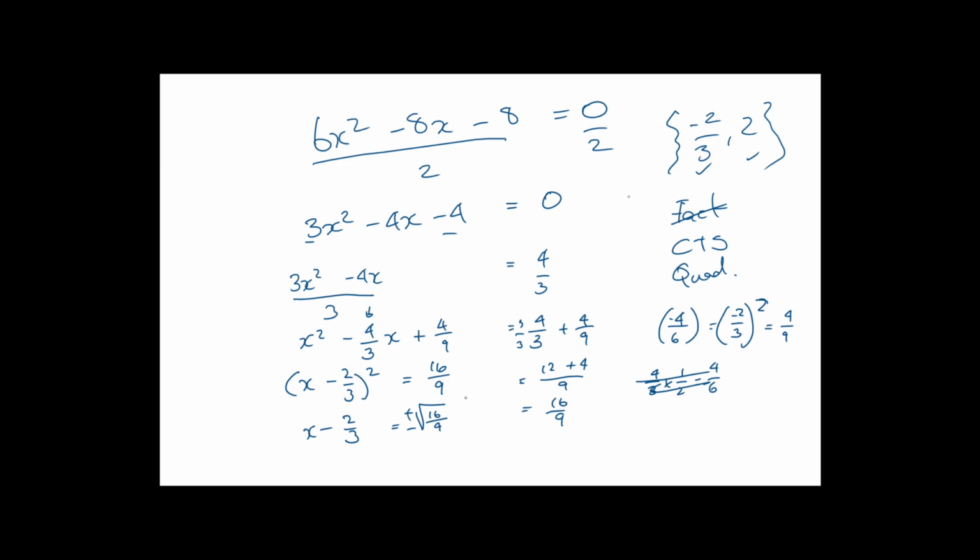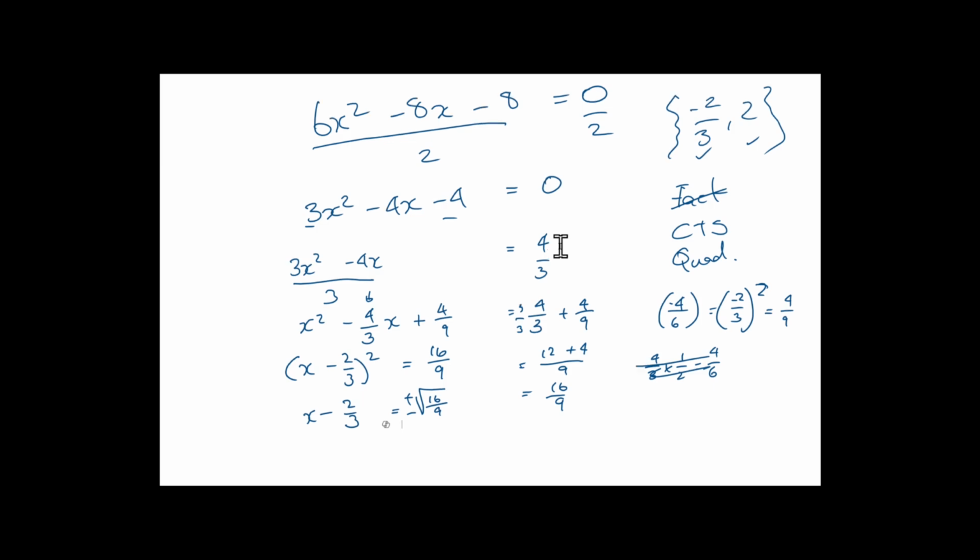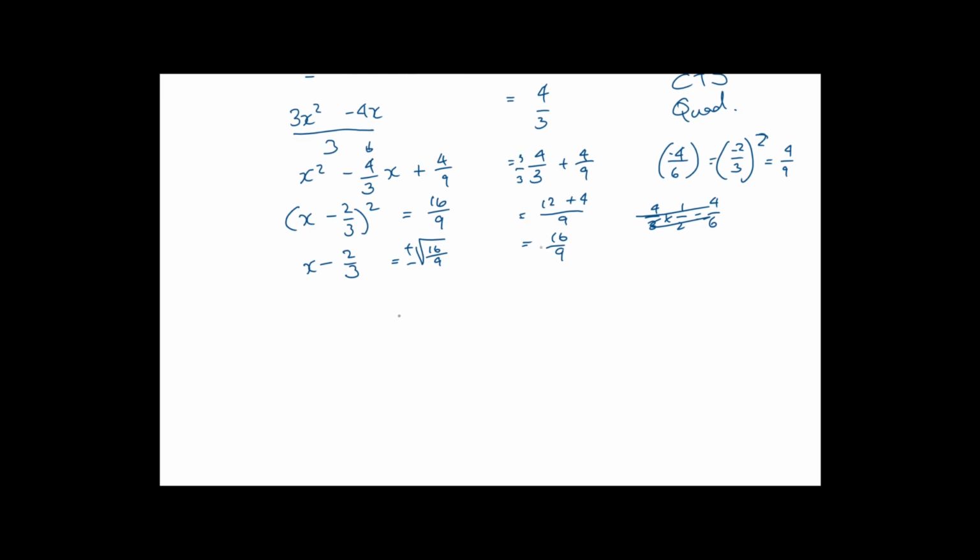going to be sort of there. Can we simplify that any more? Yeah, we can actually, can't we? Yes. So it's going to be plus or minus the square root of 4, sorry, plus or minus 4 over 3. So x minus 2 over 3 is plus or minus 4 over 3. So x equals positive 4 over 3 plus 2 over 3, and x equals negative 4 over 3 plus 2 over 3. And that's going to be this common denominator.